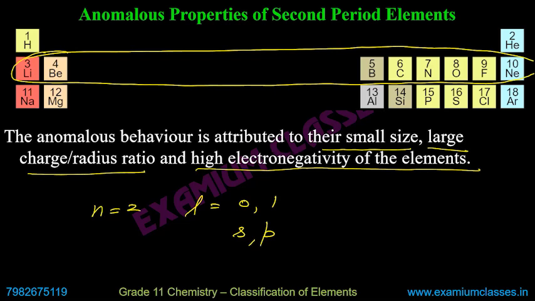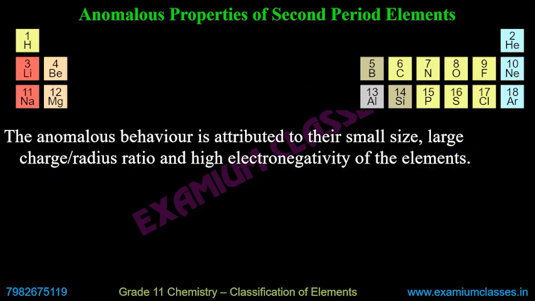Why? Because they have very small size. When we see a small size, it is smaller than theoretical values. They have large charge by radius ratio. Why is charge by radius ratio important? This is actually charge by radius ratio which decides whether the properties are similar or not.